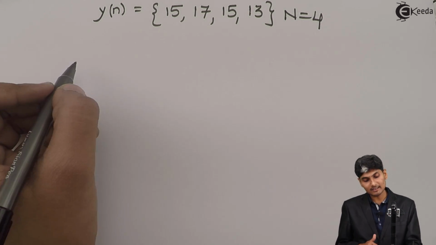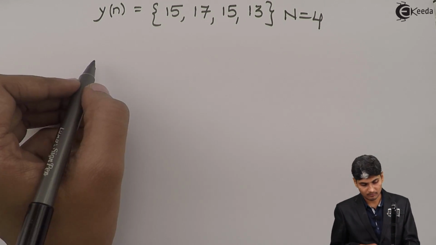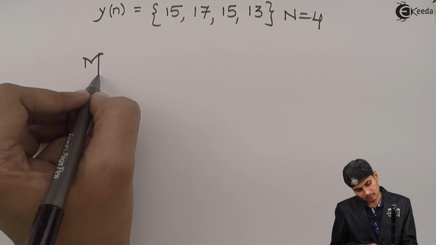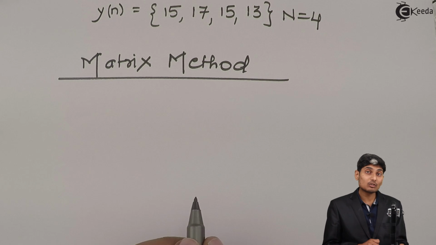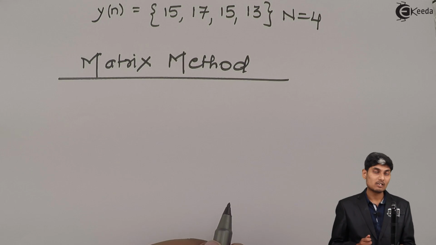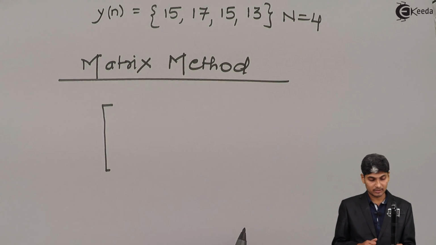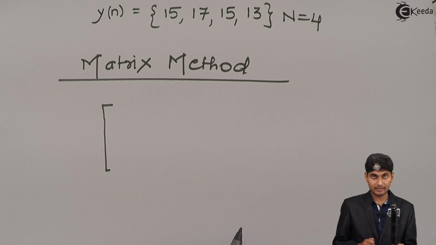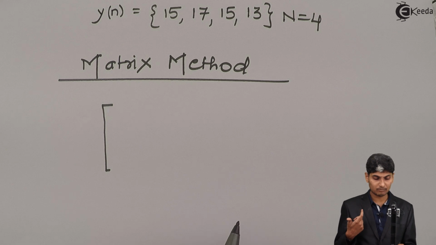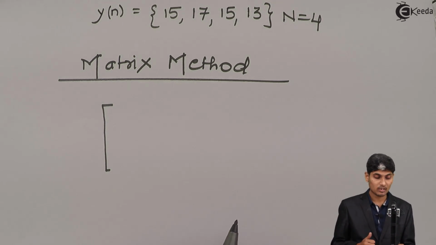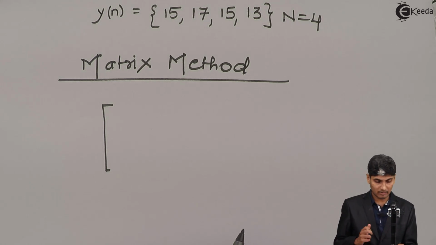Now let us find some easier method to cross check our answer. This is called the matrix method, which is used for verification of circular convolution answers. So in the matrix method, what I will do is make a matrix of any one sequence, either x of n or h of n. I would pick h of n because we have rotated h of n, and I will keep x of n as it is, and we will multiply this matrix.